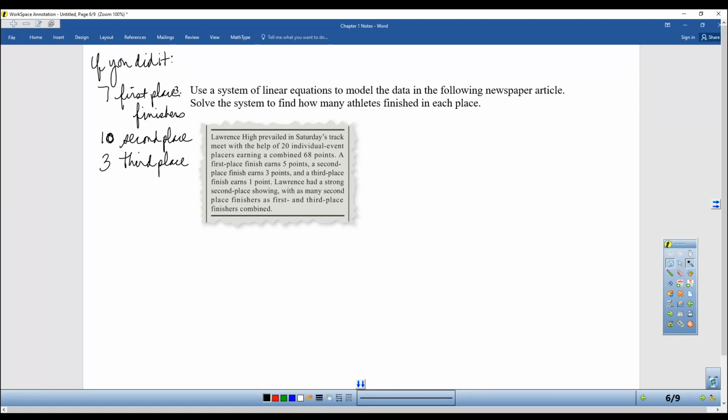So one equation is usually just the total. You had 20 individual event placers. So I was going to say x plus y plus z is equal to 20. But then I just realized I didn't actually tell you what x, y, and z all meant. Always define your variable. So x is the number of first place finishers.